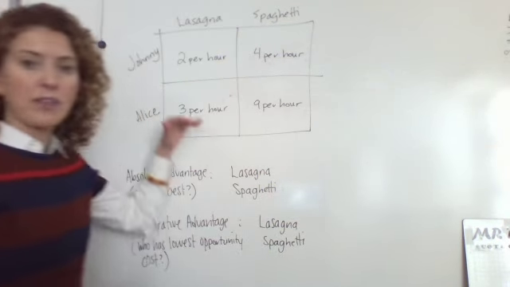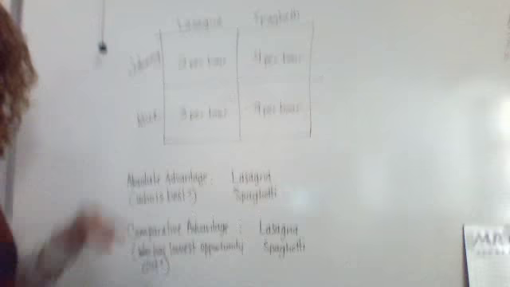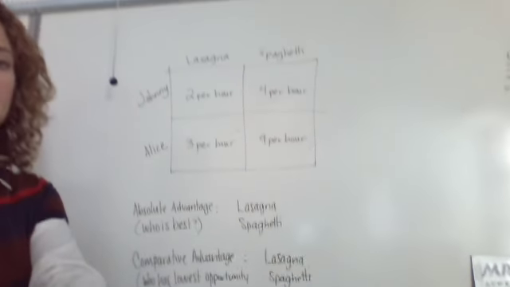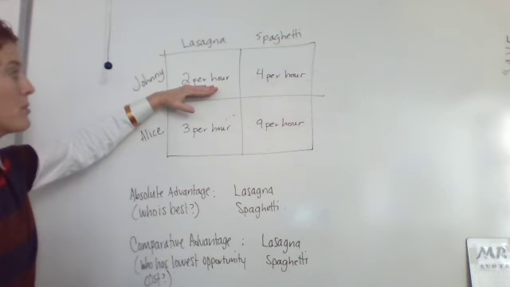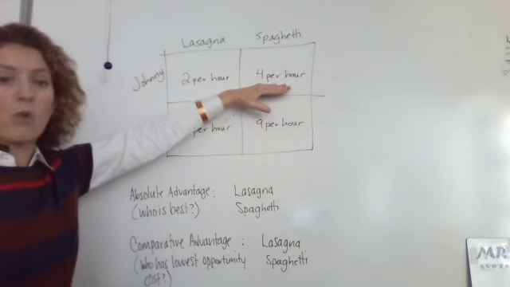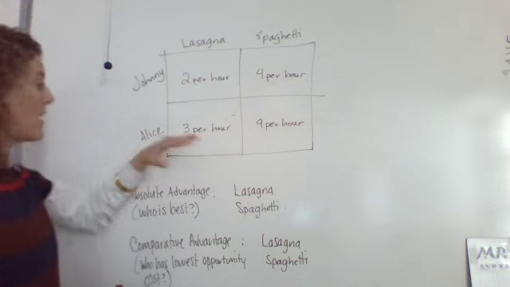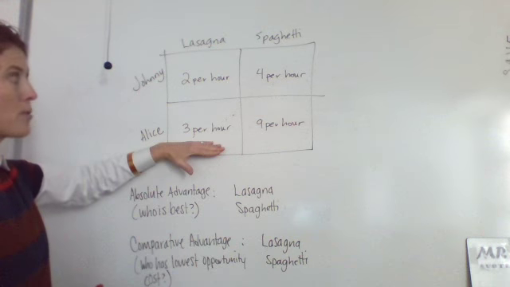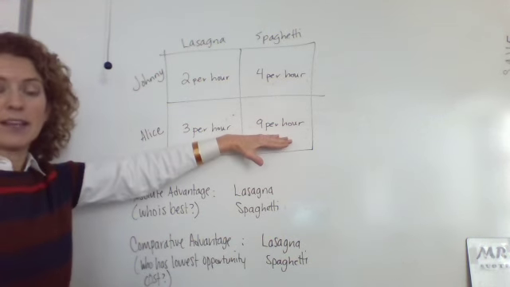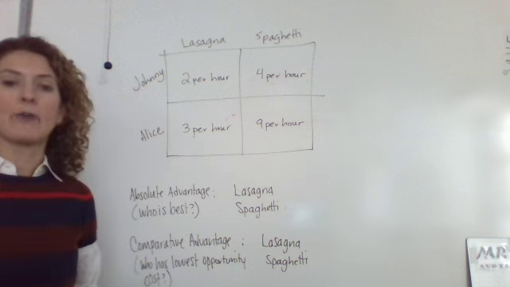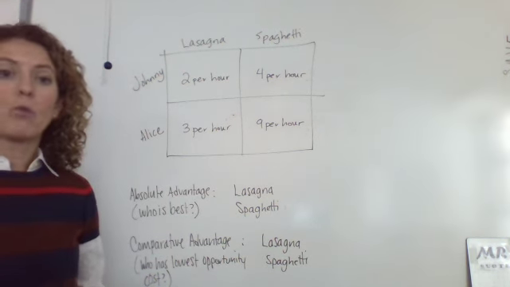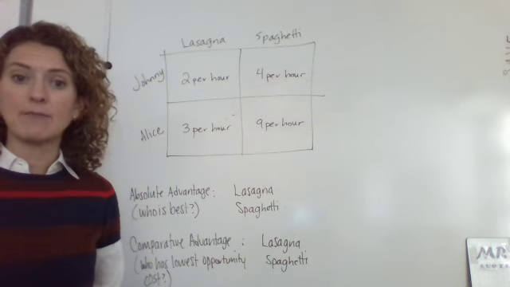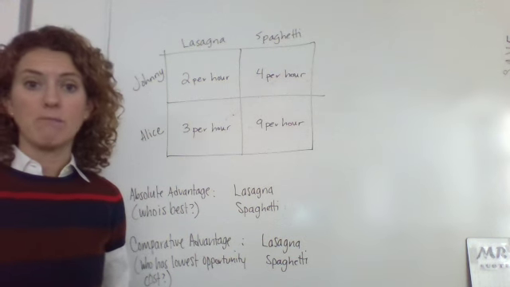So looking at the problem, we have Johnny and Alice producing lasagna and spaghetti. Johnny can produce 2 lasagnas per hour or 4 spaghettis per hour, and Alice can produce 3 lasagnas per hour or 9 spaghettis per hour. So this is what's coming out of an hour of work. It's an output problem. The one who does it the best, or who has the absolute advantage, is the one who can make the most.